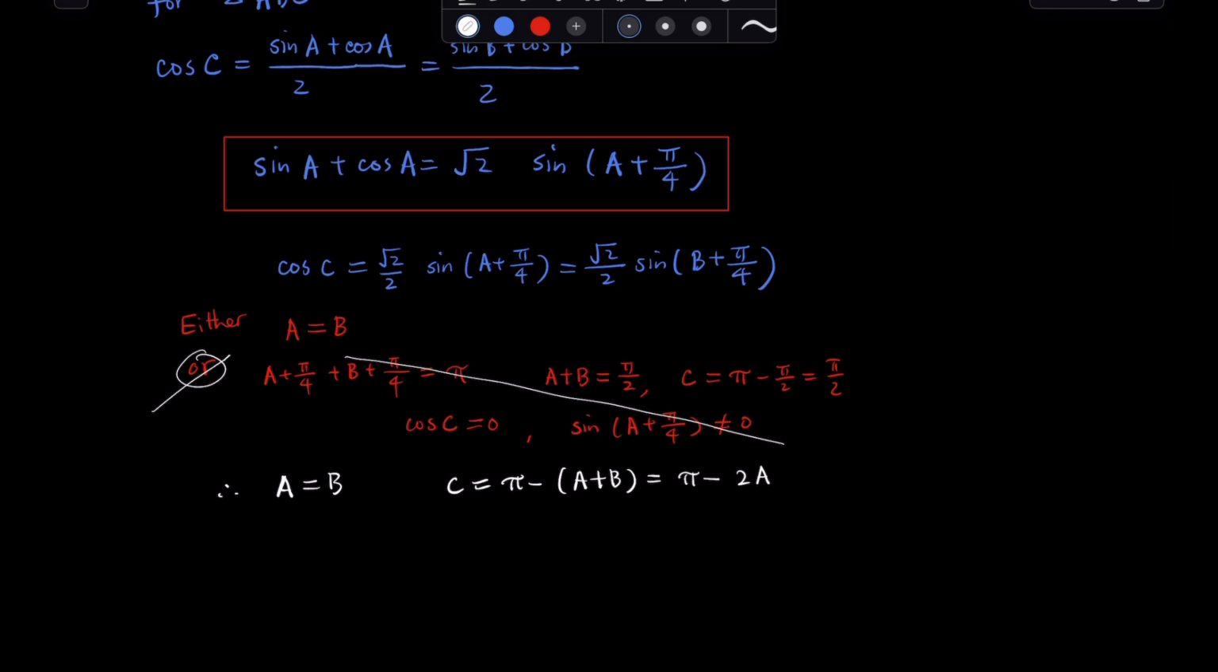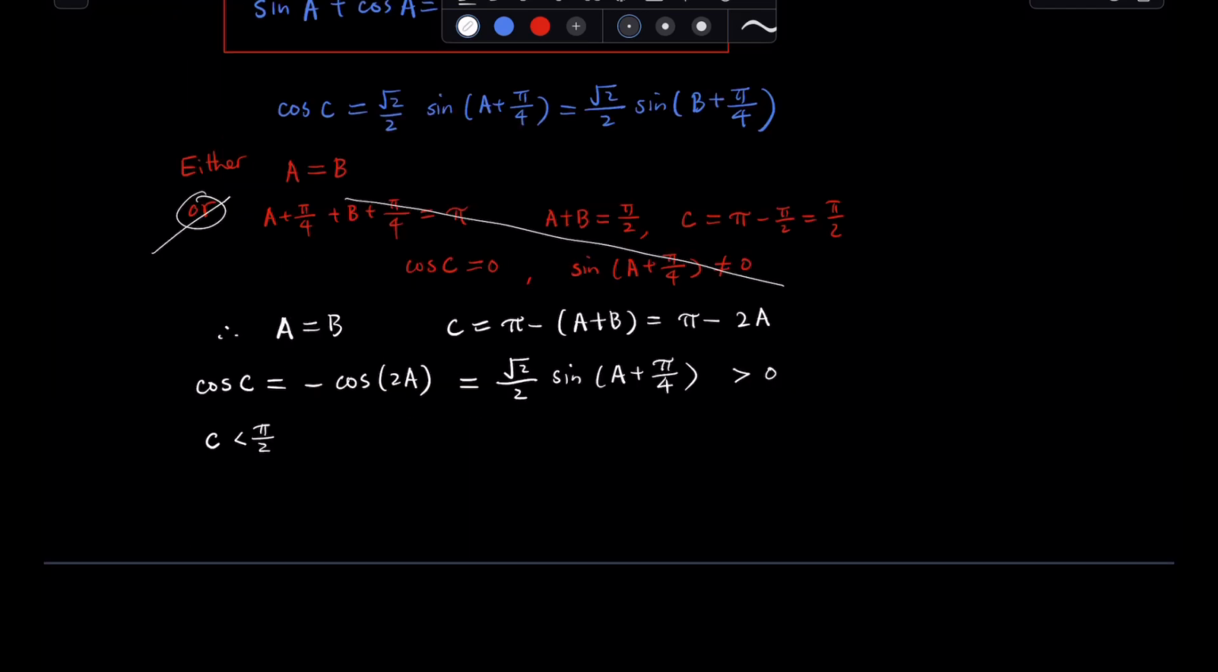Our goal is to find cosine C. So we know that cosine C, in this case, is going to be negative cosine 2A. But exactly what is the value here? The left-hand side, we're saying, is equal to square root of 2 over 2 times sine A plus pi over 4. Now we notice that this quantity must be greater than 0, which implies the angle C is going to be less than pi over 2. Here we're going to use some algebra tricks.